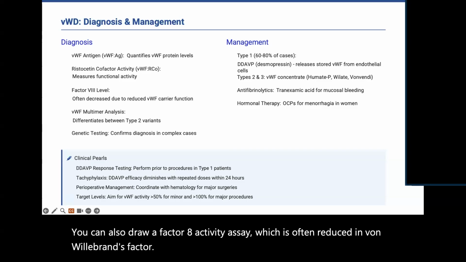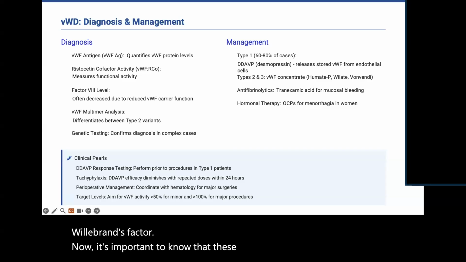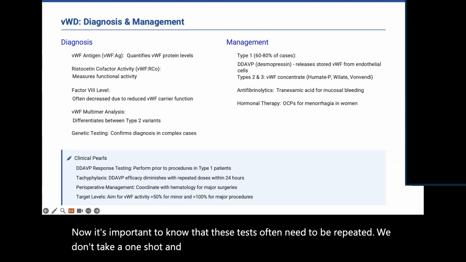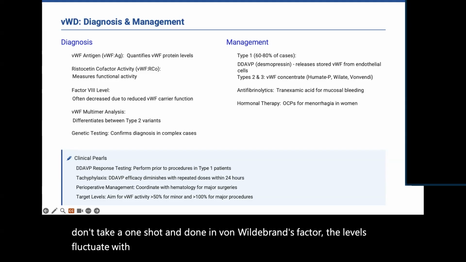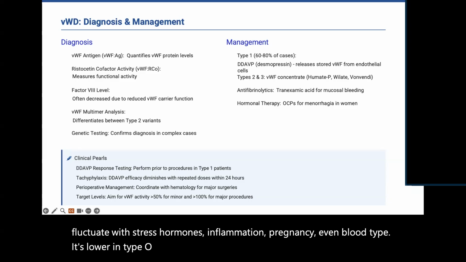Now, it's important to know that these tests often need to be repeated. We don't take a one shot and done. In von Willebrand's, the levels fluctuate with stress, hormones, inflammation, pregnancy, even blood type. It's lower in type O people. But abnormal results need to be confirmed on two separate occasions.